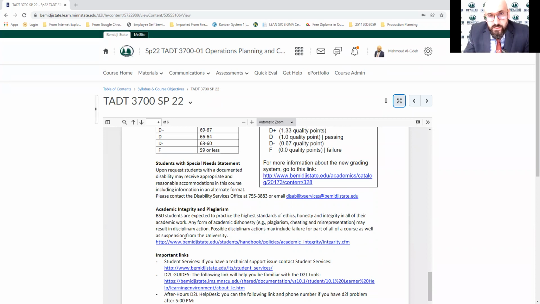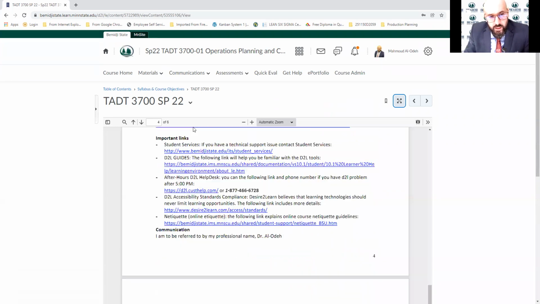Academic integrity: I'm assuming that you're taking this class to learn some knowledge and skills so you can apply them in your real life and career and build your life. So I'm expecting that you practice the highest standards of quality and integrity. If I notice that somebody is cheating, copying and pasting from online, or sharing answers of quizzes and so on, I have the right to deal with it according to the code of conduct, according to the BSU policy. I provided here important links that you want to use. Please click on these links to read more about these services.